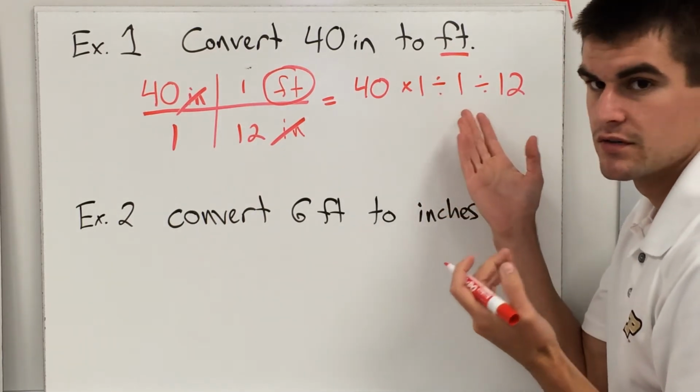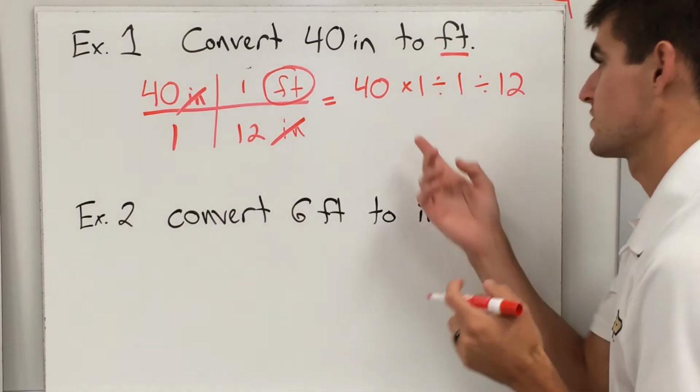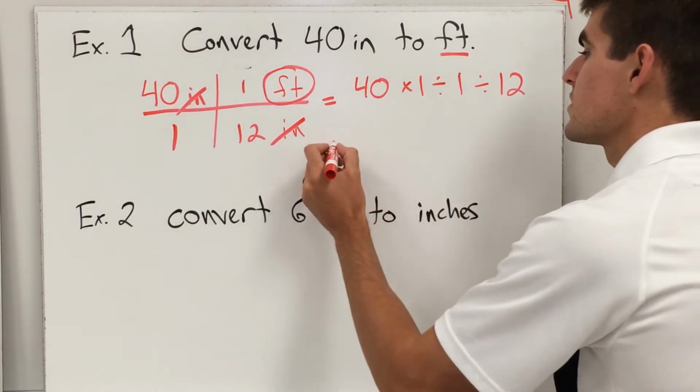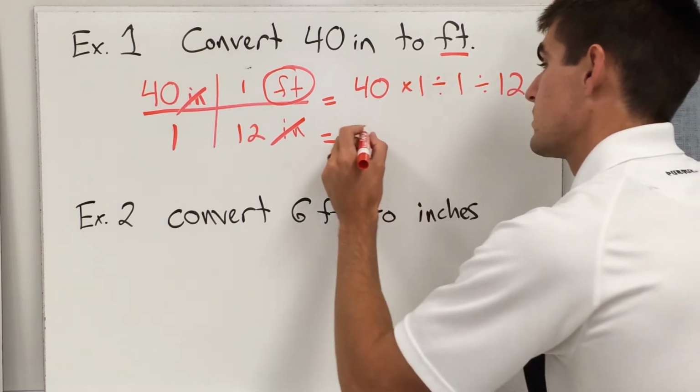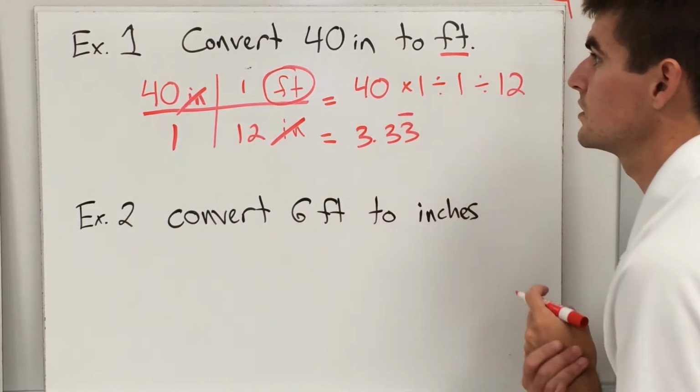I put the ones in here to show you just what we're doing. You don't need them when I actually type this into my calculator. I'm not going to type the ones in. But when I do that, I end up with 40 divided by 12, which comes out to be 3.33 repeating.